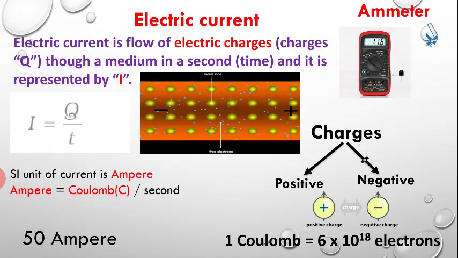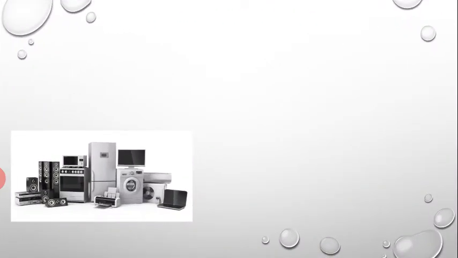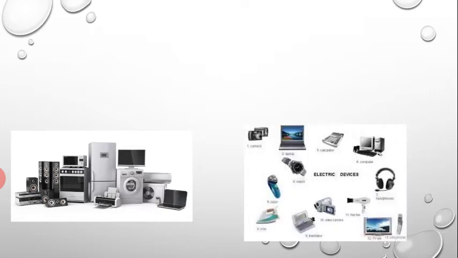The next concept is, after that you can understand that the home appliances that you use in your home, such as the fridge, washing machine, printer, refrigerator, air conditioner, all these appliances, and along with these appliances, the laptop, mobile, gaming devices, watches, headphone, iron, and everything that you use, all electrical appliances and devices, is running or working because of the electric current.